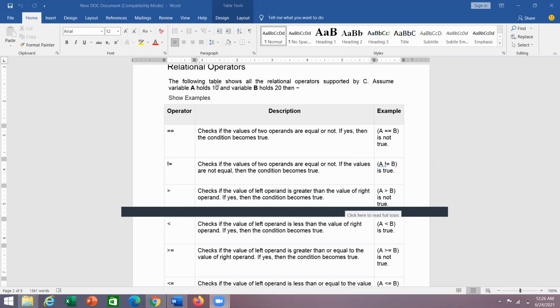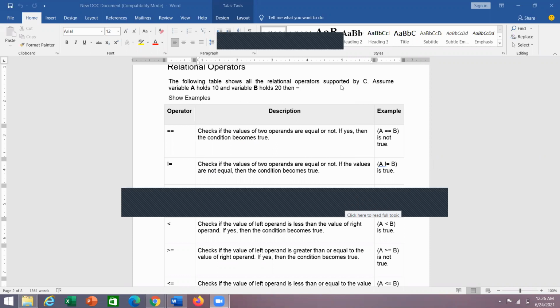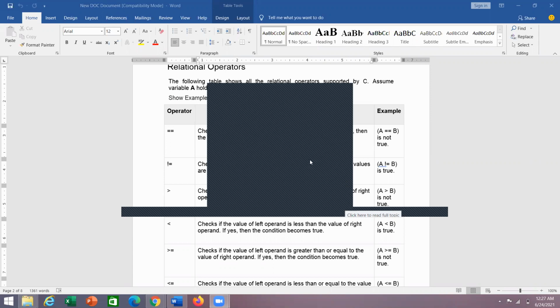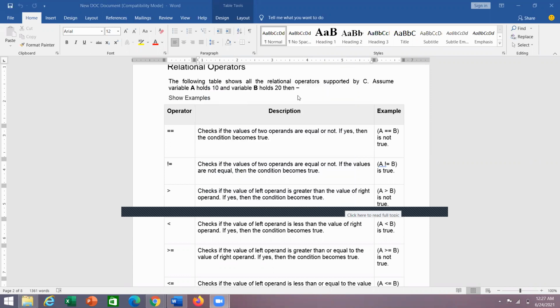The following table shows all the relational operators supported by C. Assume variable A holds 10 and variable B holds 20. So let's just assume we take the A value as 10 and B as 20. Otherwise, you can take any other values.